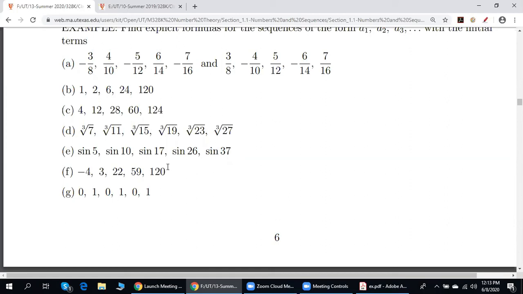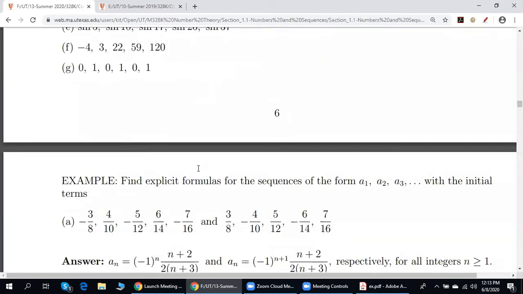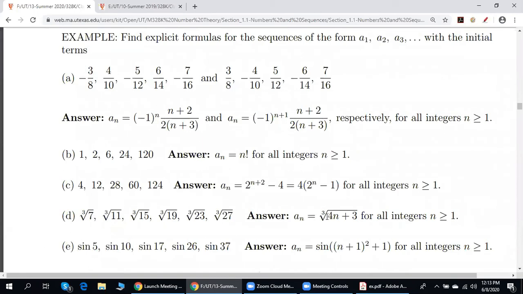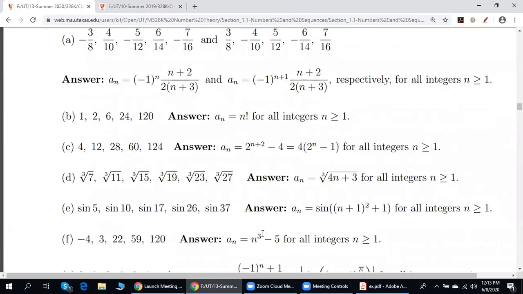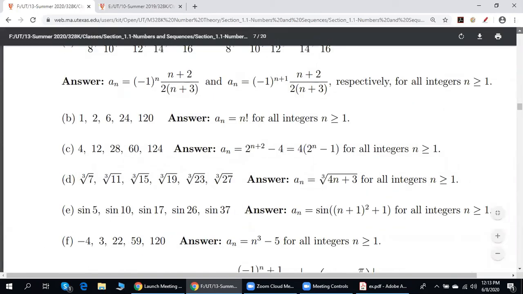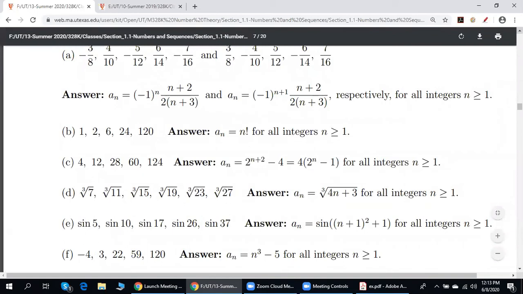So let us compare with cubes. The formula is n cubed minus 5. This is a really hard exercise.